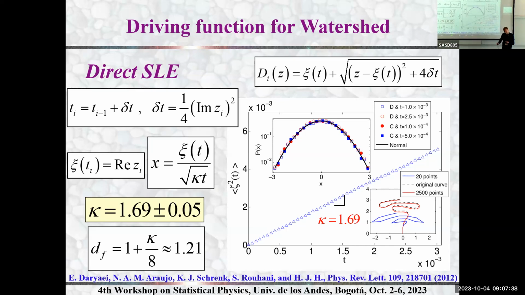So we have shown numerically that this works, but of course, this is just a necessary condition. And what is also clear, as I showed, is that we have checked that this kappa value gives you the right fractal dimension that we know. So this image shows that the watershed is a very good candidate to be SLE.